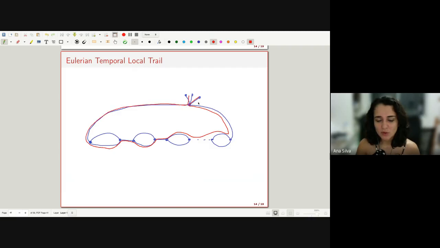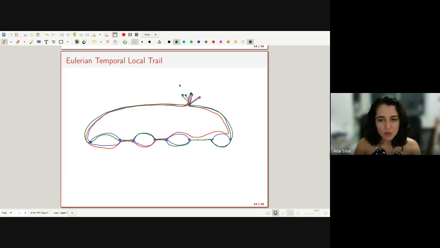So one of the trails must be like this. Sorry. Yeah, like this, finish here. And the second one will have to start there, go around again, visit the other side of each variable gadget, right? And then come back and finish in the third guy, okay? So both trails must look like this.